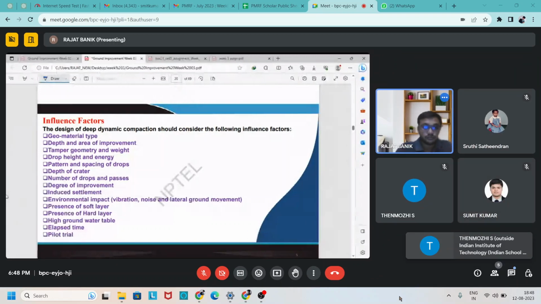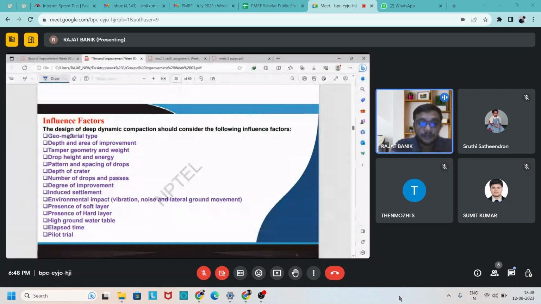Also, the influence factor is the depth and improvement area. Depth means up to how much depth we require to improve. If 0.5 meter or 1 meter depth is required to improve, deep dynamic compaction is not required. We only use shallow densification. If it is beyond that, that means 6 meter or 10 meter, then deep dynamic compaction is used because it is very good up to a 10-meter depth. It is very good to improve the soil.